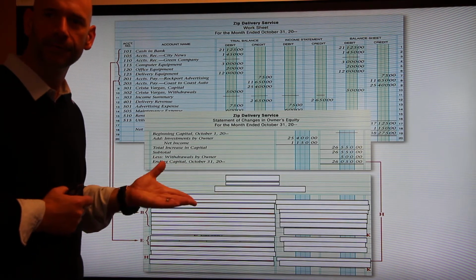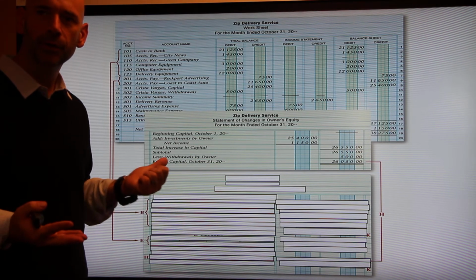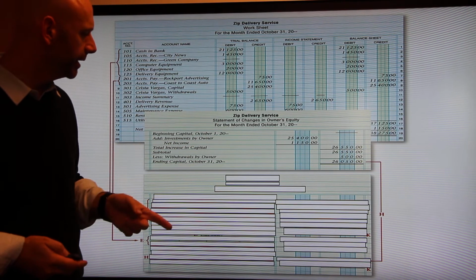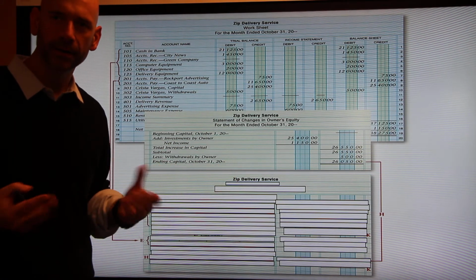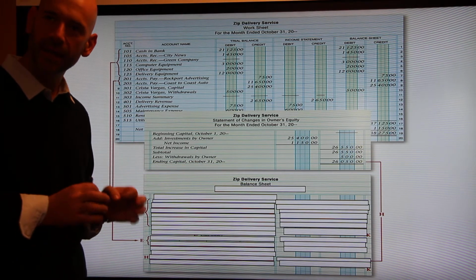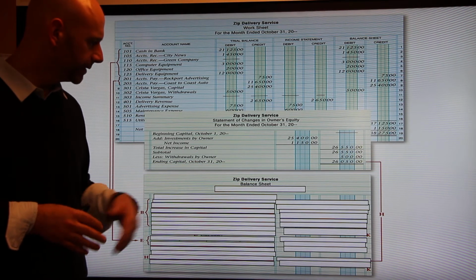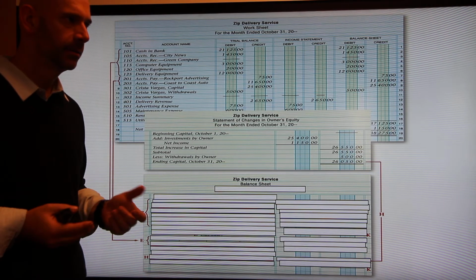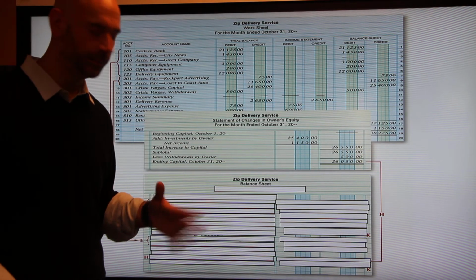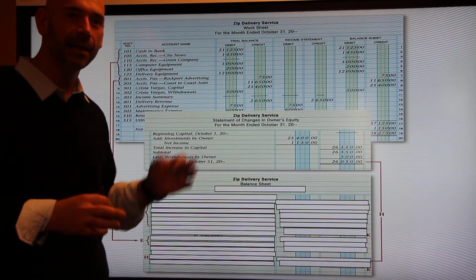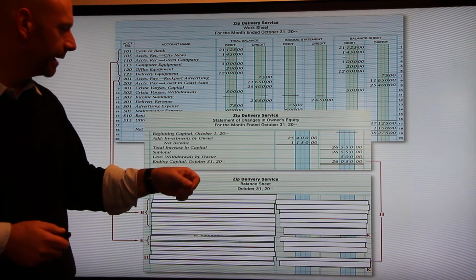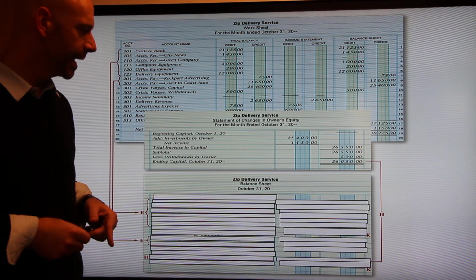Like everything else, the first step is always to give it a good heading: the who, what, and when. The who is the name of the company. In this case, Zip Delivery is the company we're preparing the balance sheet for. Next is what the sheet is, and this one is a balance sheet, so you write the term balance sheet. The next line is the date, which tells you the exact day of your assets, liabilities, and owner's equity accounts. So we have balance sheet, October 31st, 2018.